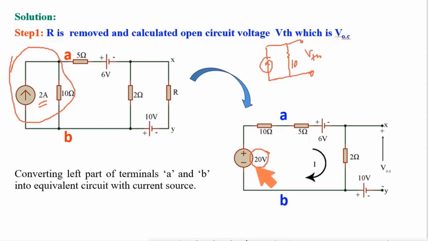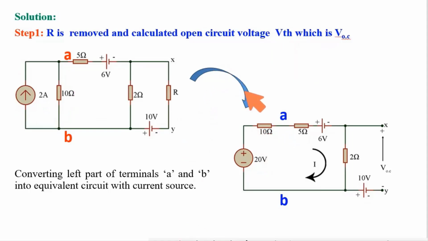See here. What is the RTH? For RTH, I shall open this current source. So here RTH is just 10 ohm. See, this is 10 ohm. So this is the simplified circuit.